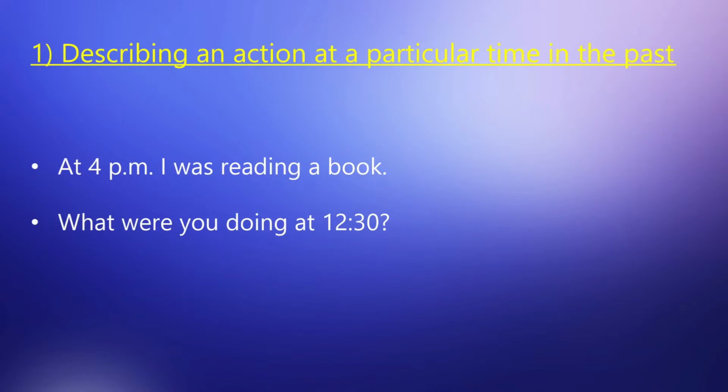So the first use of the past continuous is describing an action at a particular time in the past. For example, At 4 p.m., I was reading a book. This means that the action of reading started before 4 p.m. and continued at that time. Here are some other examples. What were you doing at 12:30?